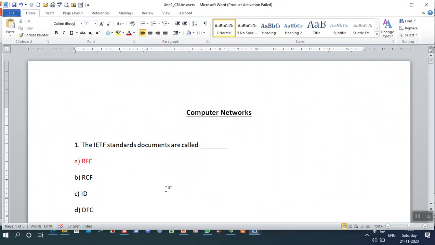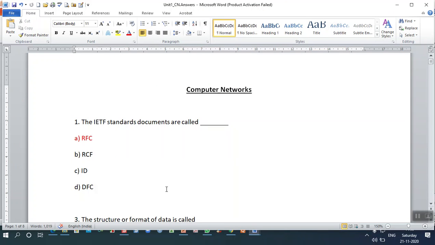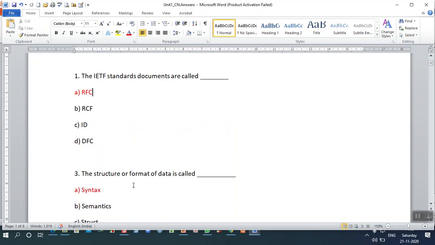See, the IETF, Internet Engineering Task Force, standard documents are called RFC. Right? RFC is nothing but request for comment. So whenever I want to know about a protocol, RFC, right, 281 or any number, if I give the associated number, then it will give you a description about that particular protocol. IETF standard documents are called RFC, request for comment.